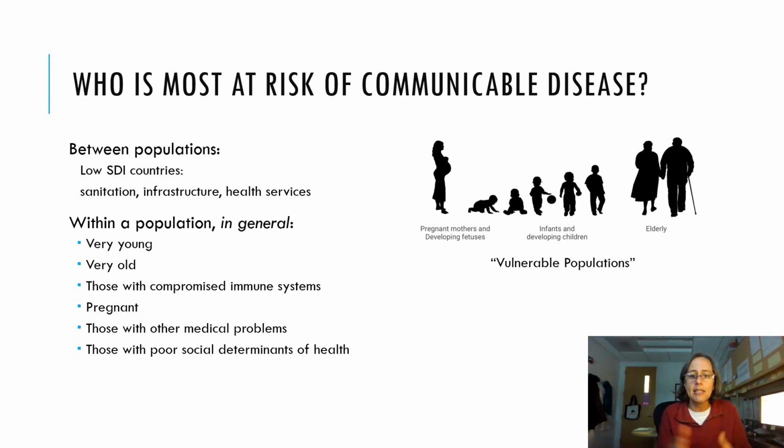All right, so we tend to think of these groups, the very young, the very old, immune compromised, pregnant, people with other medical conditions, and with poor social determinants of health as these kind of vulnerable populations, people we need to think about, right? We can't just say, oh, there's a pandemic going on, you people all stay at home and the rest of us will just carry on, right? These are parts of our communities, but we need to think about them.